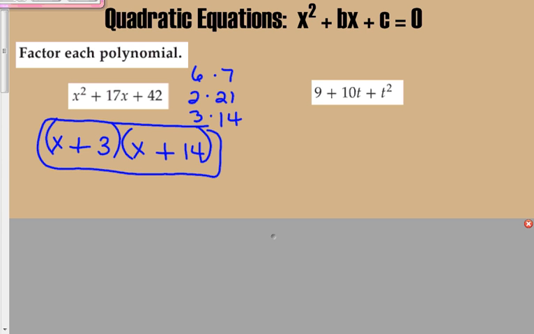It's just kind of trial and error to find your factors that will add to get your middle number. And that would be 3 and 14. And it doesn't matter if 14 goes first or 3 goes first. The order of the binomials doesn't matter.